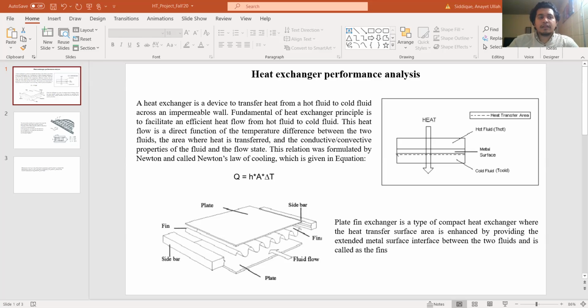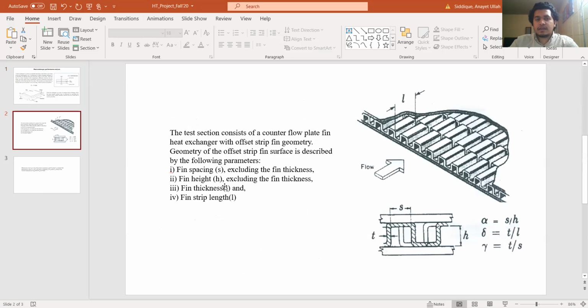So the main objective of the present work is to evaluate the performance parameters like overall heat transfer coefficient, effectiveness, and pressure drop of a counter flow plate fin heat exchanger through hot testing under balanced flow condition. Here we see the test section, and it consists of a counter flow plate fin heat exchanger with offset strip fin geometry. The geometry of the offset strip fin surface is described by parameters like fin spacing, fin height, fin thickness, and fin strip length.